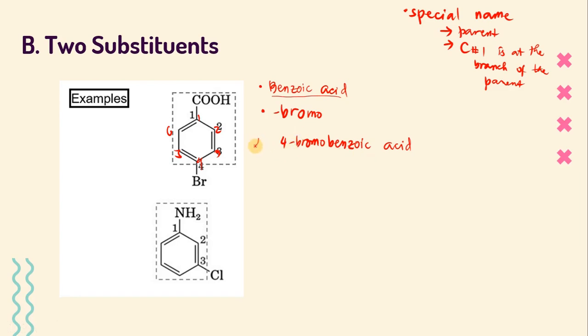We also have another way of naming this one. Since the COOH is at 1, the bromo is on the opposite side, so that is para.